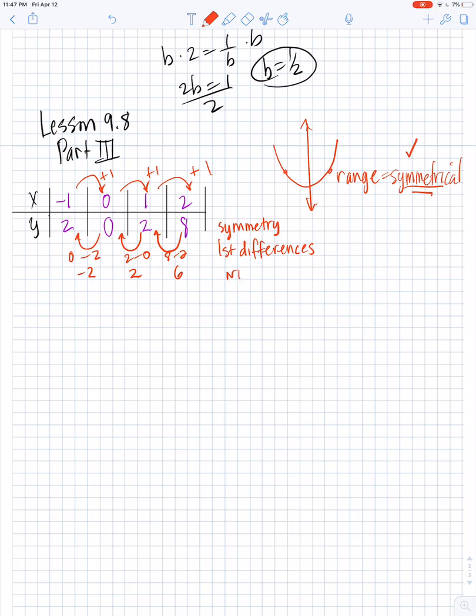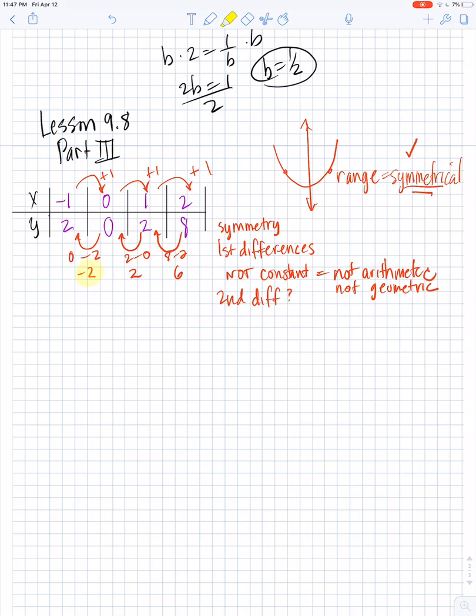So our first difference is not a constant. That means it is not arithmetic. On to the next analysis. Well, it's also not a geometric sequence. We can see that. So if it's not arithmetic and if it's not geometric, we need to go on to looking at the second differences. So what are the second differences?